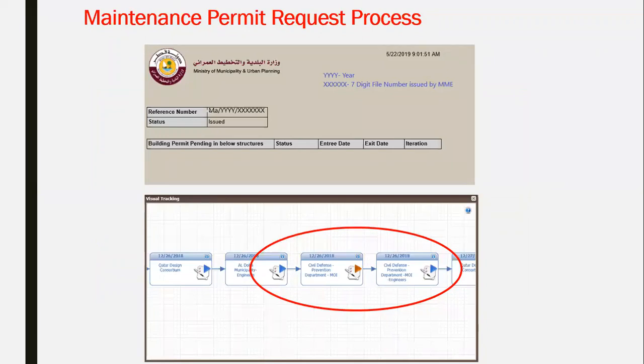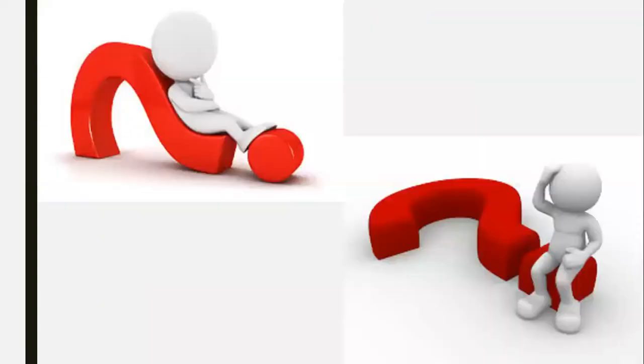And this is a flow chart for the maintenance permit request process, showing how it has to be applied sequentially. I think this is all the details we would like to say about the QCDD submissions. Do you have any questions, gentlemen?